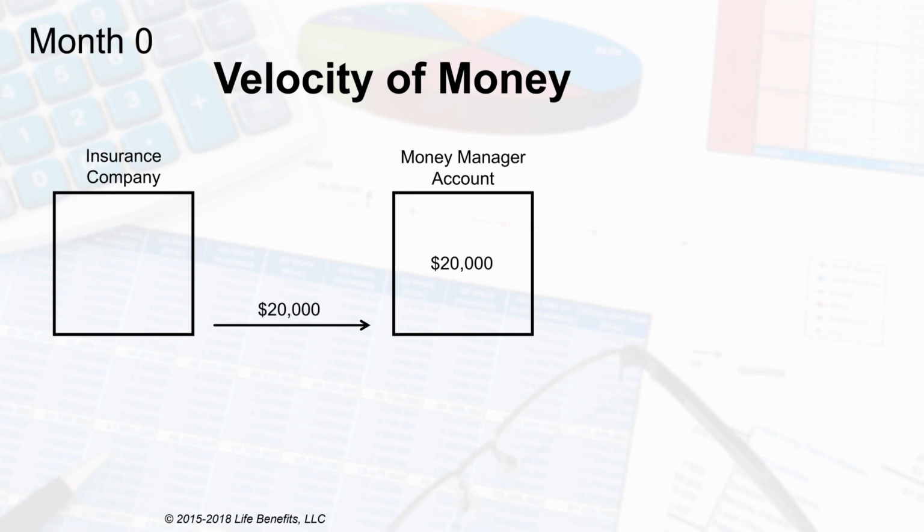The only thing special with this account is it's separate from your everyday personal checking account, so the money doesn't get mixed up with your everyday expenses. Now, what can you use this $20,000 for?